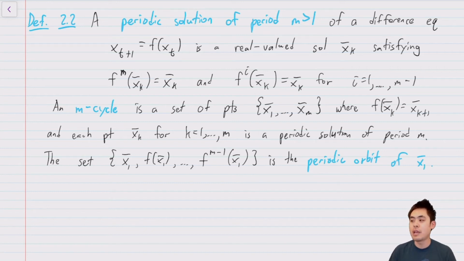So when you have a periodic solution, things are going to repeat and come back around to the starting point, and they're going to do that over and over and over again. And the periodic orbit of a particular point is just, well, all the points it takes along its path to get back to where it started from.